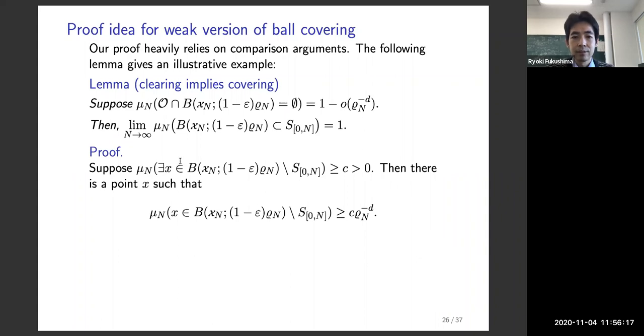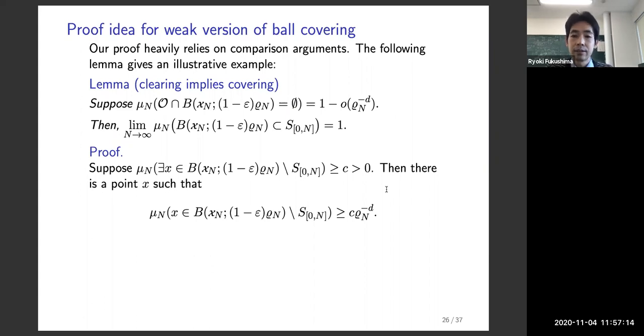So suppose that the probability that there is a non-covered point x in this ball is bounded from below. This is what we want to exclude. If we suppose the existence of a positive constant C, then there are at most rho n to the d many points in this ball. So we can put this existence outside the probability, in the sense that there is a point x outside the random walk range with probability at least constant times rho n to the minus d. You just take x with the maximum probability, then it's bounded from below by constant times rho n to the minus d.